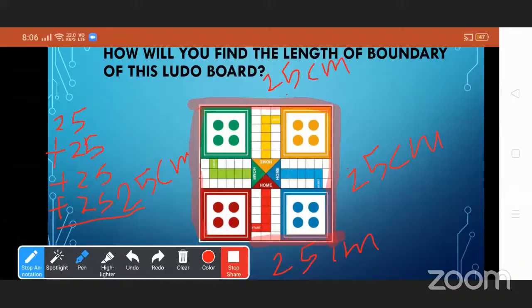25 plus 25 is 50, plus 25 is 75, and plus 25 that is 100 centimeters. So the length of the boundary of this Ludo board is 100 centimeter.